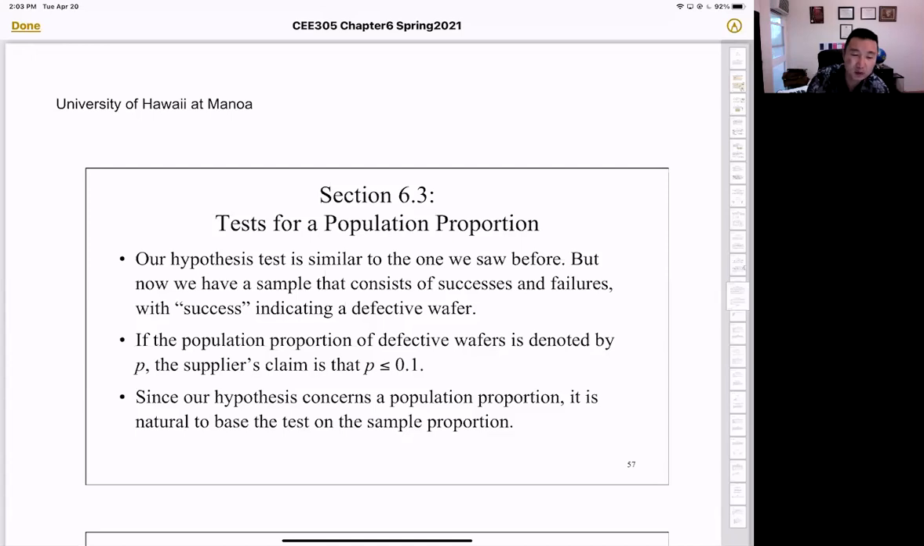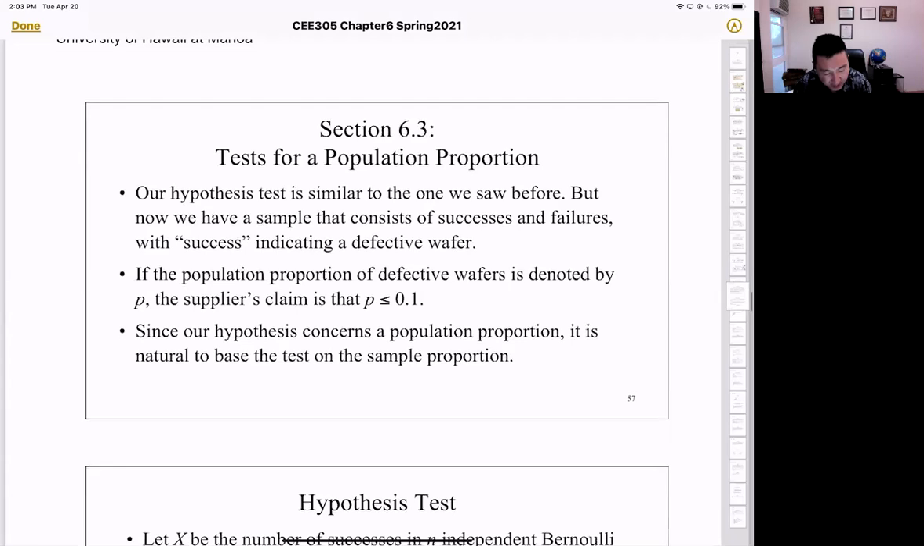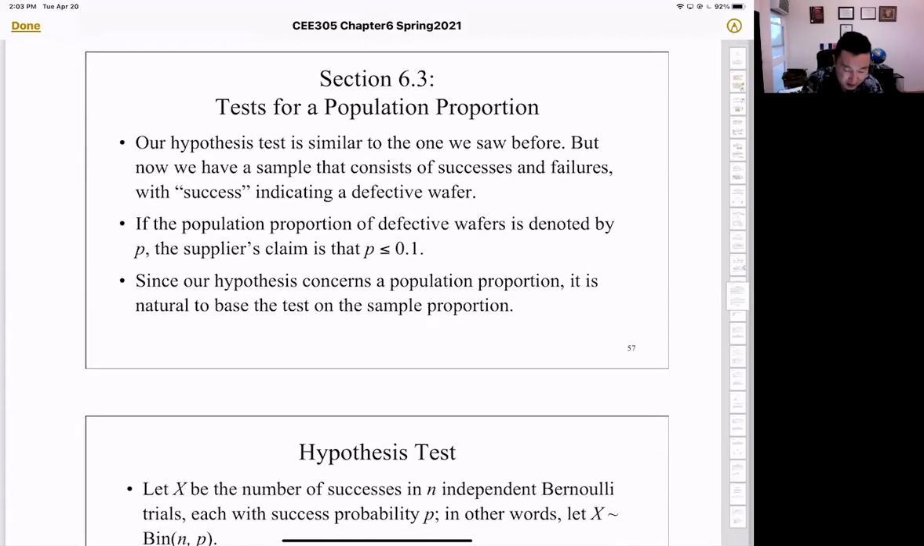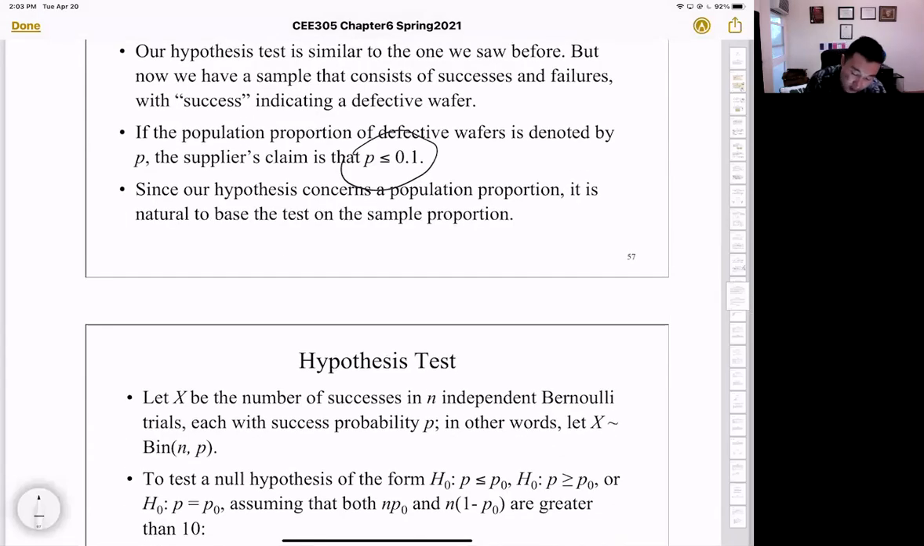Our hypothesis test is similar to the one we saw before, like the large sample test for mean. But now we have a different sample which has successes and failures. We can define success as a defective wafer, and for a sample of 400 wafers, 12.5% are defective. If we define the population proportion of defective wafers as P, then the supplier claims that P is less than 10%, P less than 0.1. Then we get a sample of 400 wafers, and we try to draw some conclusion for the population proportion P based on the sample proportion, which is 12.5%.